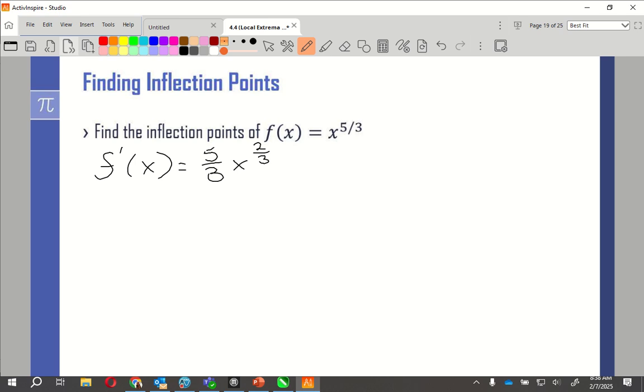So, set it equals 0. Since this is a third root, that's what that 3 on the bottom means. It's a third root.